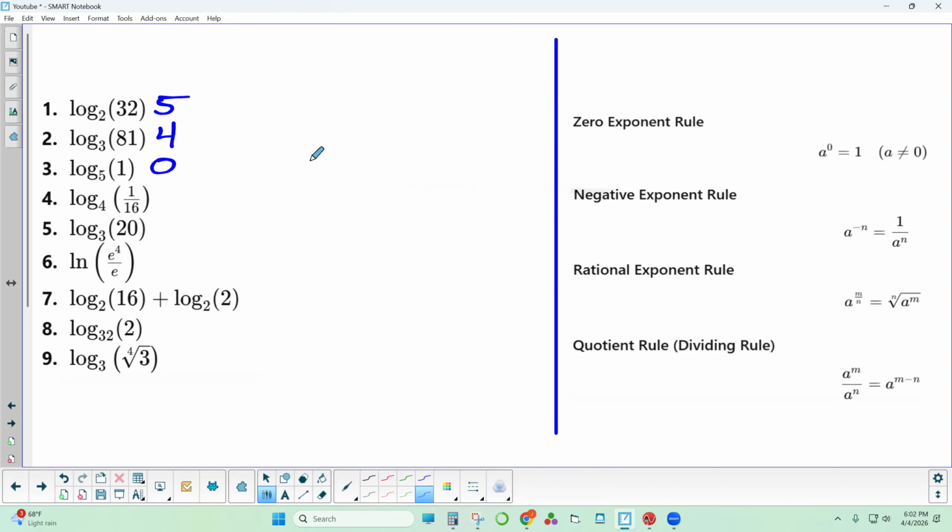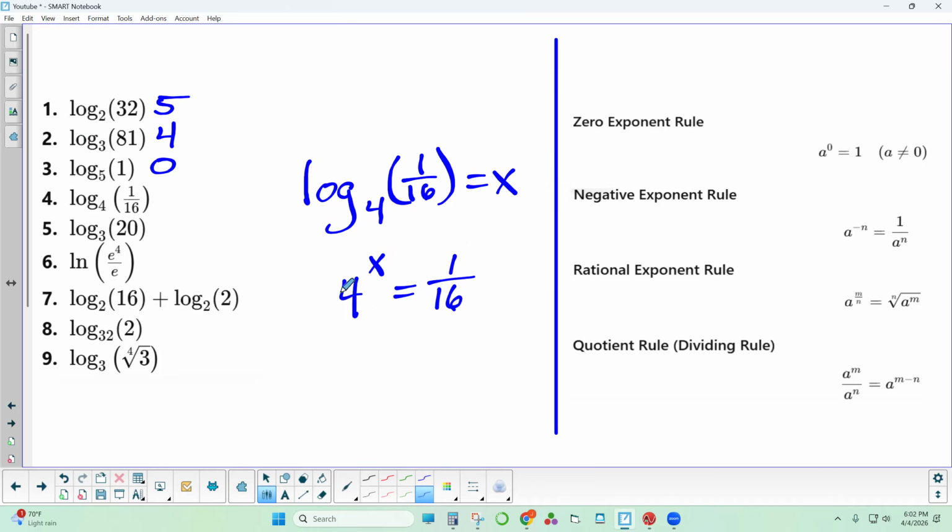Now, number 4, a little bit different. Okay, so we're looking for an exponent of 4. 4 raised to what power will give us 1/16th? So we're starting with a whole number and we're ending up with a fraction. When you see this, or vice versa, you start with a fraction and end up with a whole, you want to think reciprocal. And reciprocal brings us to negative exponents. Okay? So we know that 4 squared is 16. So that must mean that x is negative 2.